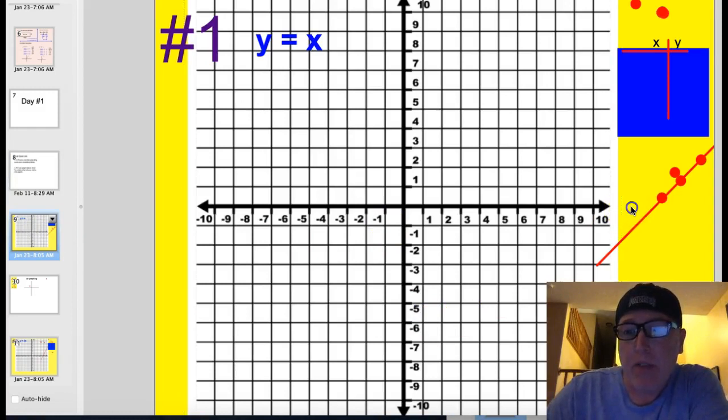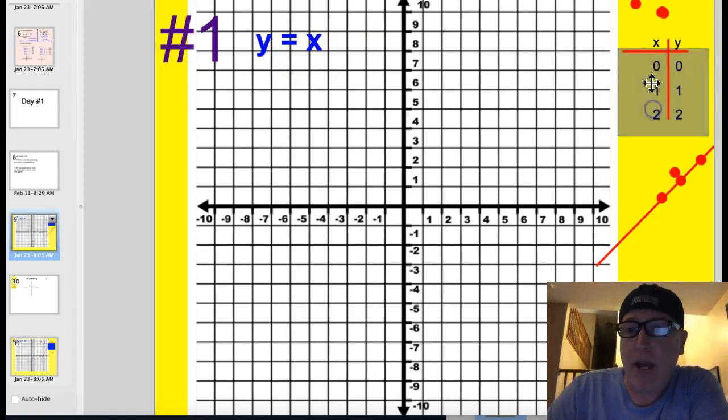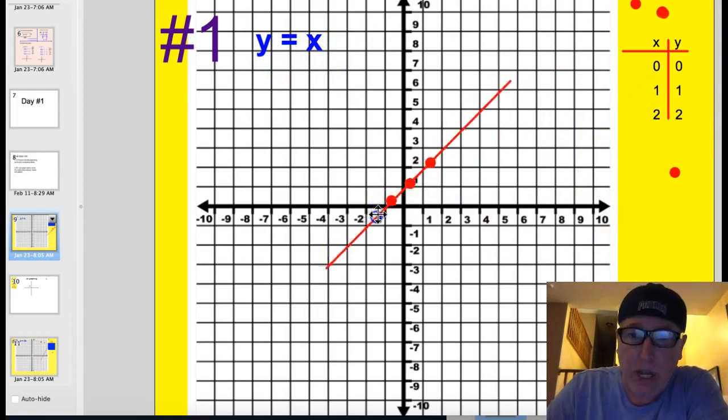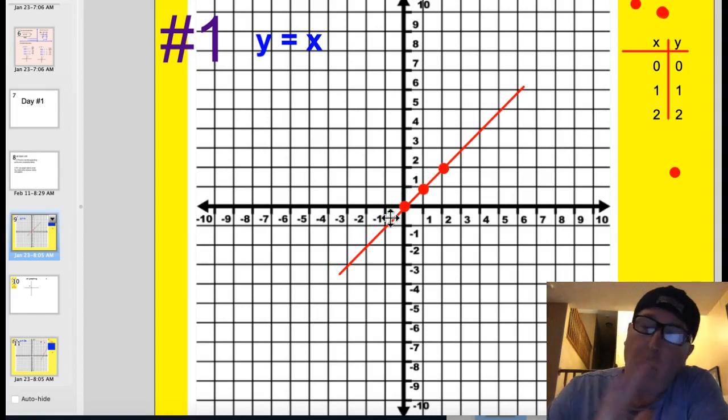All right. So this one here, we just have to look at y equals x. We have to complete the table, and we have to graph it. We'll put in three values, 0, 1, and 2. If x is 0, y is 0. If x is 1, y is 1. If x is 2, y is 2, right? Because y is equal to x. Then we throw a line on the graph, and there it is, just like that.